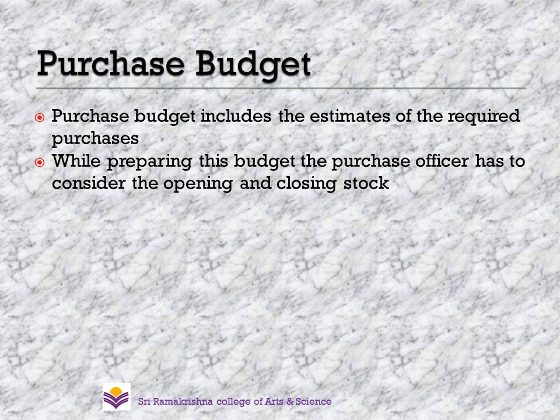So the third budget we are going to see is the purchase budget. This purchase budget includes the estimates of the required purchases. While preparing this budget, the purchase officer has to consider the opening and closing stock of the company. The purchase budget gives the details of material purchases to be made in the budgeted period. It provides information to the budgeting officer to provide funds to the cash budget according to the delivery schedule in terms of payments and credit period.